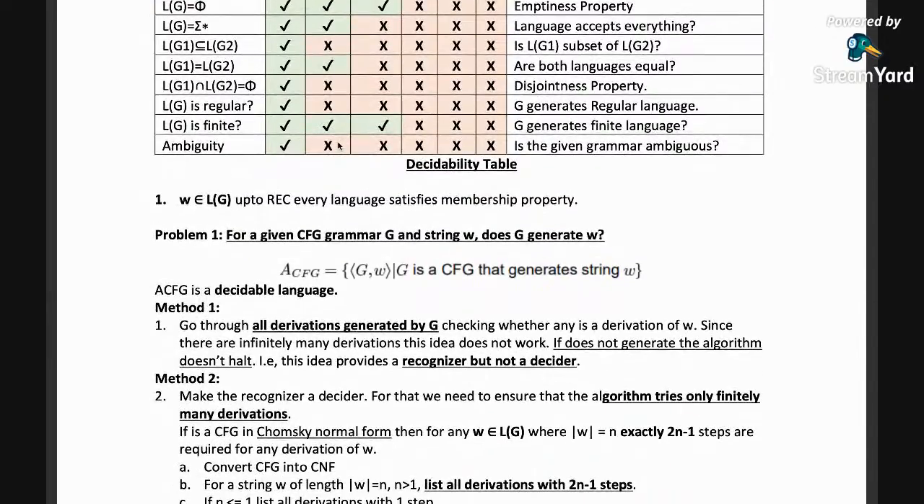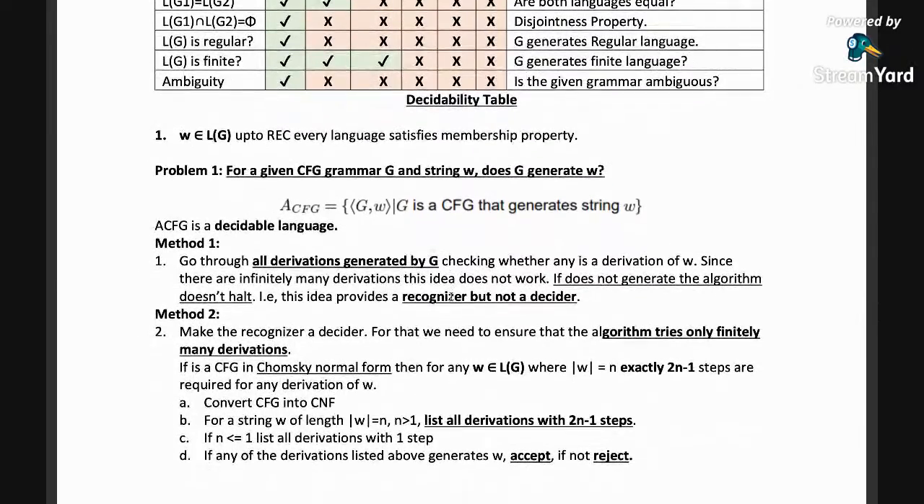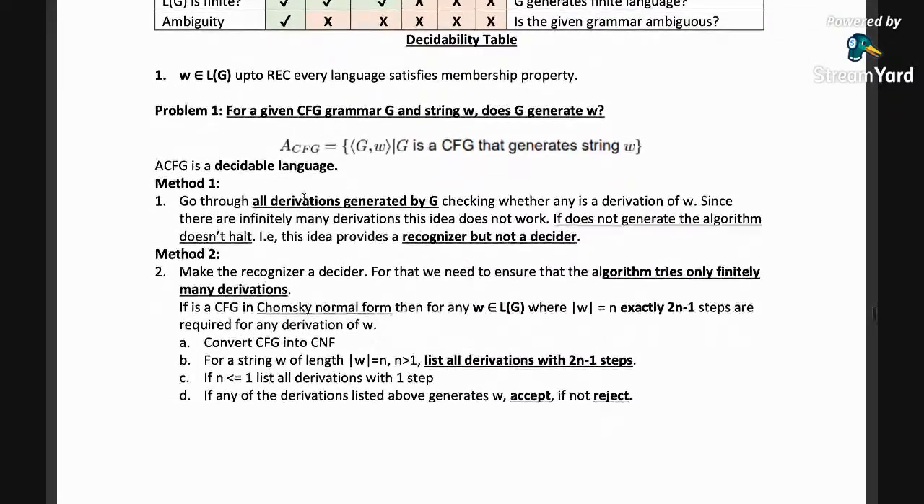For a given grammar G and string W, does G generate W? For a given context-free grammar G and string W, we can obviously check whether this string is generated by the grammar, so it is a decidable language.